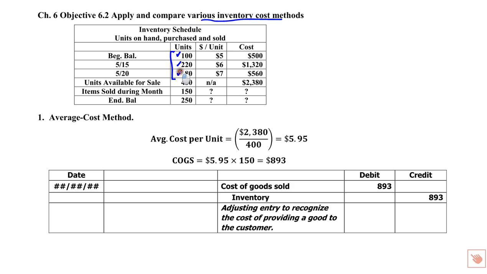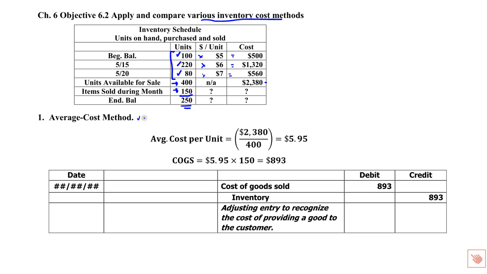We purchased 220 and purchased 80, so we have 400 on hand, and we sell 150, so we end up with 250 units. The cost of the inventory is $500 in one layer, $1,320 in the second layer, and $560 for a total cost of $2,380. The first method we're going to look at is the average cost method.